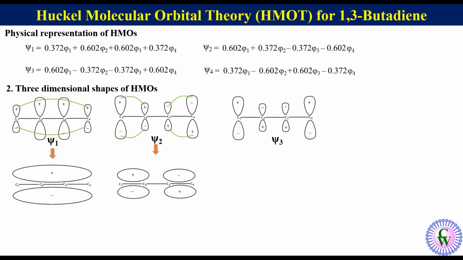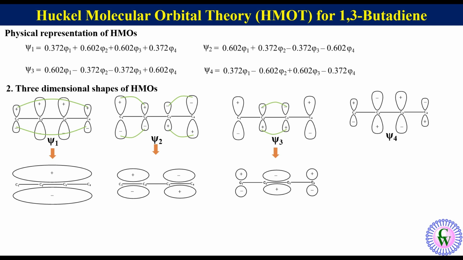The 4 pz atomic orbitals of psi 3 can be represented like this. Here, the negative lobes of 2 and 3 will combine to make one negative lobe, and positive lobes of 2 and 3 will combine to make a positive lobe. Lobes of 1 and 4 will not combine. So, psi 3 will look like this. These are the pz atomic orbitals of psi 4. Here we can see that none of the two adjacent pz atomic orbitals are in the same phase, so none will combine together and psi 4 will look like this.